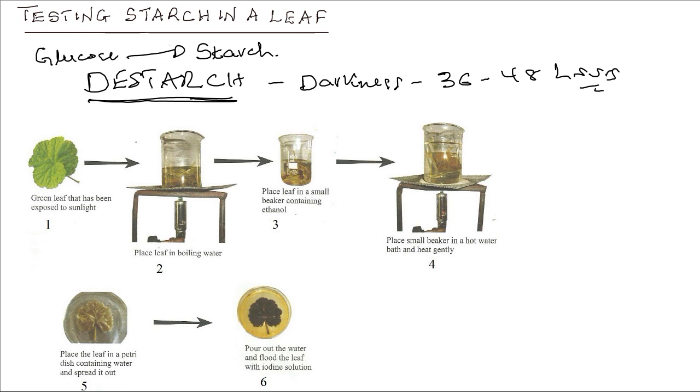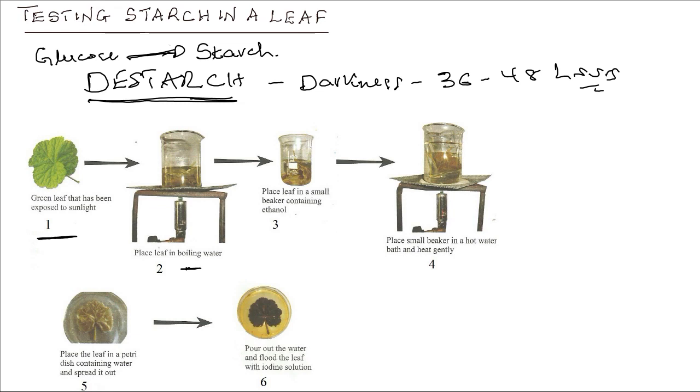Then, in the next step, the leaf is placed in either a beaker or a boiling tube containing ethanol. Ethanol is an organic solvent, one that is commonly used to extract chlorophyll molecules from the leaf. After placing the leaf in a beaker or boiling tube containing ethanol, it is then transferred to a larger beaker containing hot water.